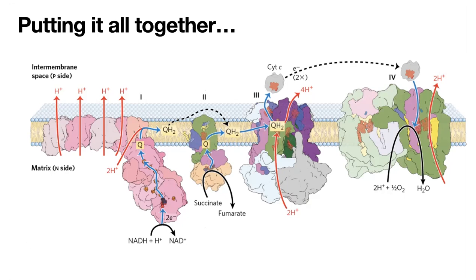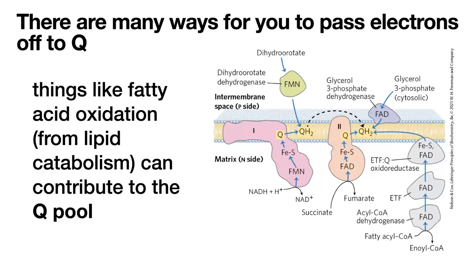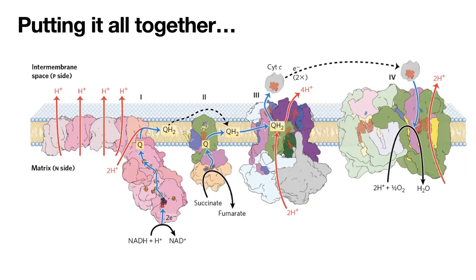And it turns out that there are actually a lot of different ways to pass electrons to Q, including from things like fatty acid oxidation. In fatty acid oxidation, we need one of those reactions that requires the formation of a double bond between 2 carbons. So we're going to use our FAD, and this is going to contribute those electrons directly into this Q pool. So we talk about this general Q pool because it doesn't really matter where those electrons that are given to Q came from.